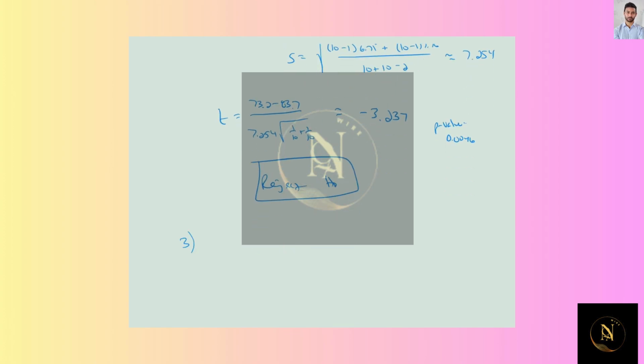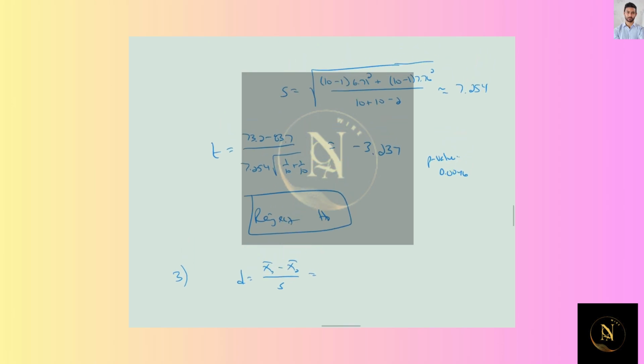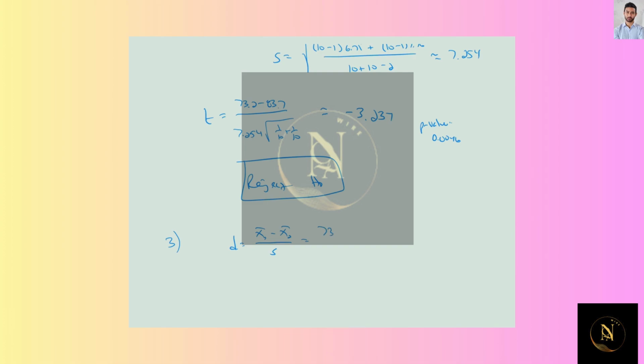Cohen's d, the last part of this, is calculated as the difference between the two sample means divided by the pooled standard deviation. And so that would be 73.2 minus 83.7 over 7.254. And this is about effect size here. And that's negative 1.447.